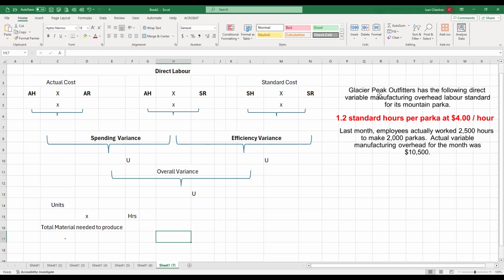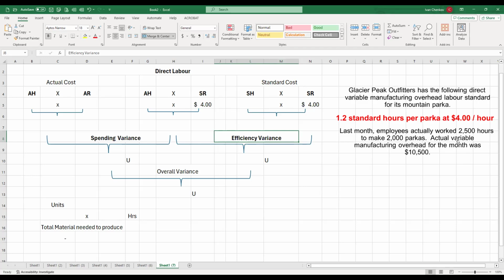First thing first, this company has the following direct variable manufacturing overhead labor standard for its mountain park. They're using 1.2 standard hours per unit at $4 per unit. So how much is their variable overhead rate? Standard variable overhead rate. $4. Let's apply here $4 and $4 here.